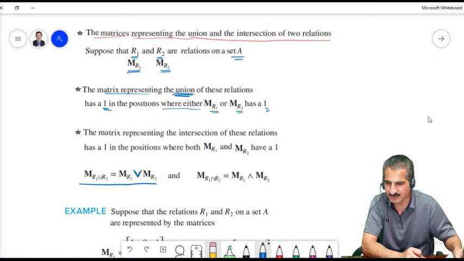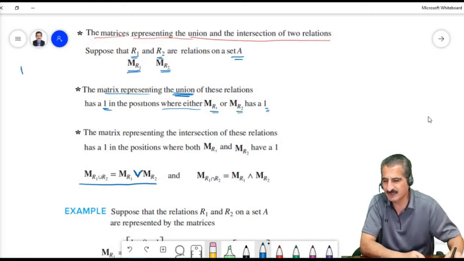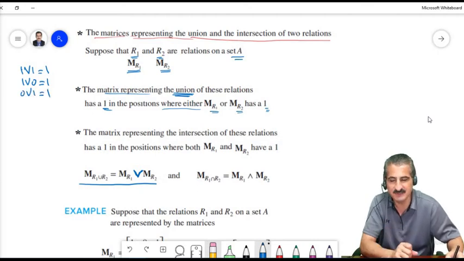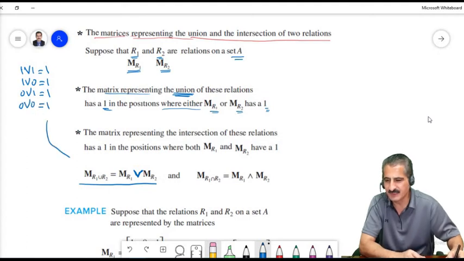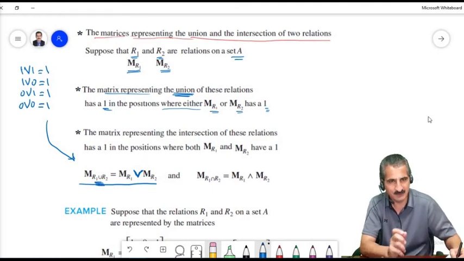You remember that 1 or 0. We learned that 1 or 1 will give us 1. 1 or 0 will give us 1. 0 or 1 will give us 1. So wherever there is a 1 at any of these places, we get 1. 0 or 0 gives us 0. So we will use that to define the matrix of the union.